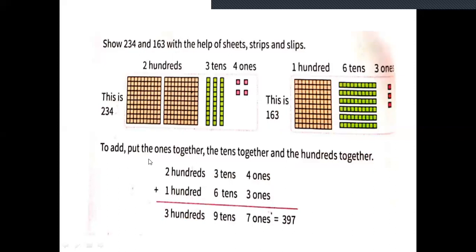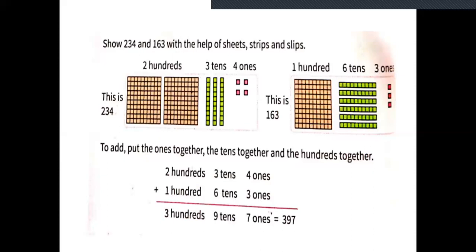To add, put the ones together, the tens together and the hundreds together. Always put the place values correctly. 100 should be in the hundreds place, 10 in the tens place and 1 in the ones place. See here 200 and here 100, so you put hundreds together. Then 3 tens and 6 tens. 4 ones here and 3 ones here.